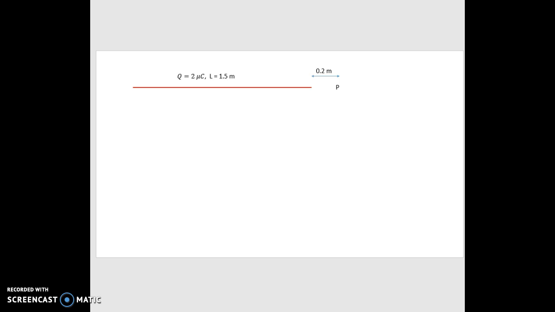So we're going to start this out as a regular integral problem. We know that the differential element of the electric field, dE, is equal to k dQ divided by r squared, where dQ is simply the linear charge density of the line times a little element of distance, dx. And of course, linear charge density is just the total charge divided by the total length, which comes out to 4/3 microcoulombs per meter.